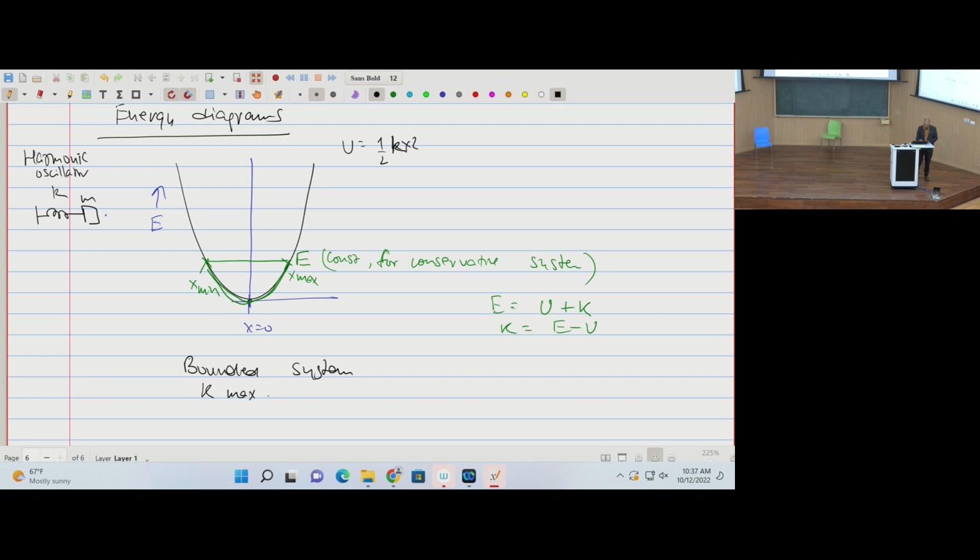So k is max at x equal to 0, and k is 0 at x min and x max, because k is equal to E minus U. You can see from the graph that your potential energy graph intersects the equal to constant graph. That means at the extreme points x max and x min, your potential energy is equal to E. So k is equal to E minus E, that is 0.